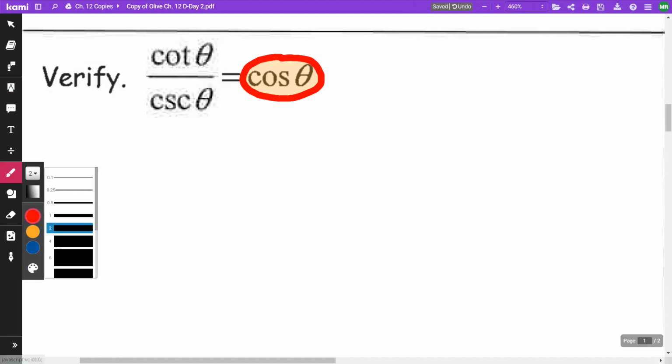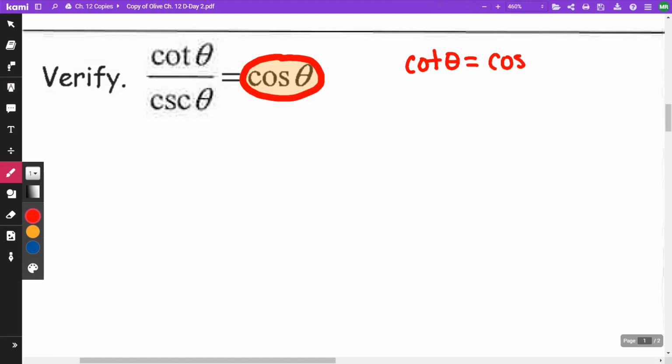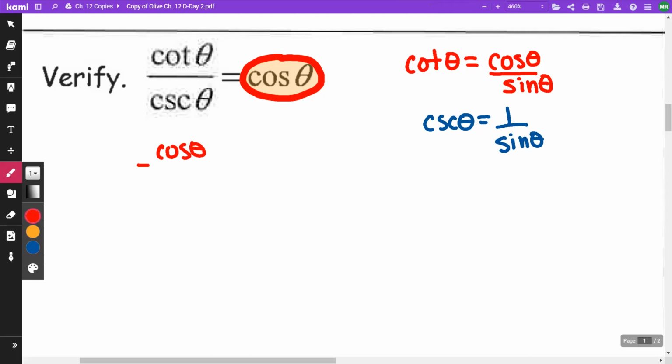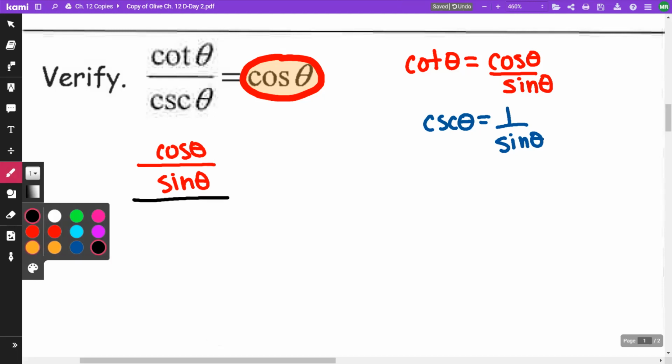So is there a way to get a cosine? Well, what I know is that the cotangent of theta is equal to the cosine of theta over sine of theta. So I'm going to use that. Something else I know, the cosecant of theta, that is 1 over sine of theta. So I can rewrite the left side. The cotangent of theta is going to be a cosine theta over sine theta. And then that is being divided by cosecant theta, which is 1 over sine theta.